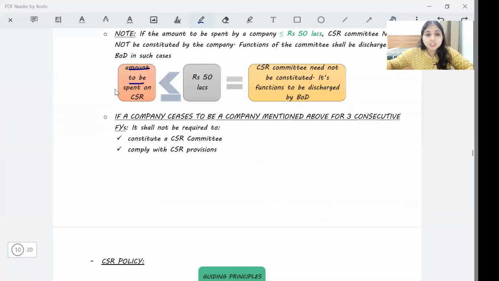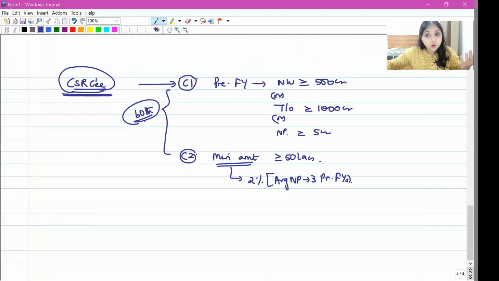If the amount to be spent on CSR does not exceed 50 lakhs, then a CSR committee is not required. It's not mandatory. If you still want to have a CSR committee, go ahead, but it is not mandatory. So in such cases, if you don't have a CSR committee, then the roles of the CSR committee will be done by the board of directors itself.